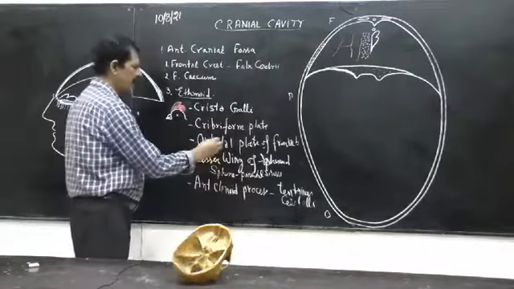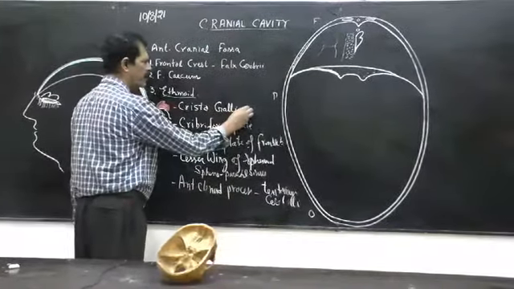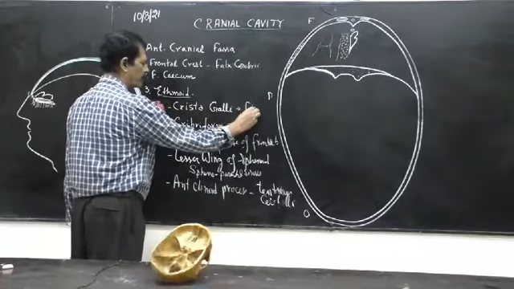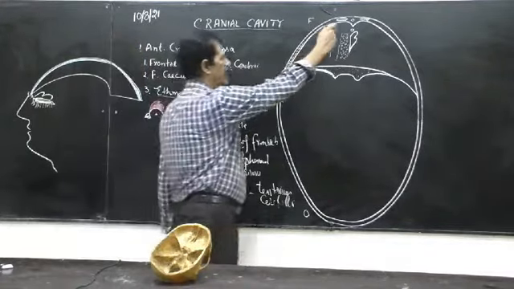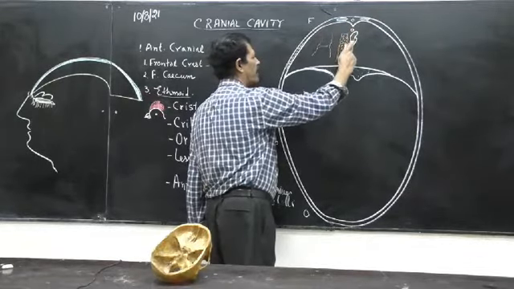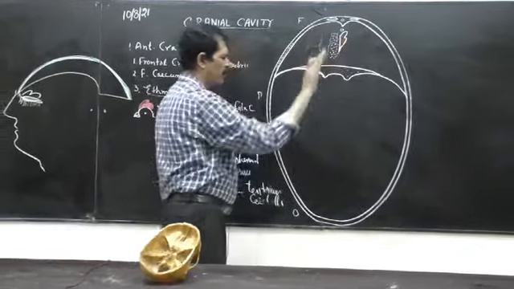So again the crista galli gives the attachment to the falx cerebri. Both here and here is the attachment of the falx cerebri. Then this becomes posterior.